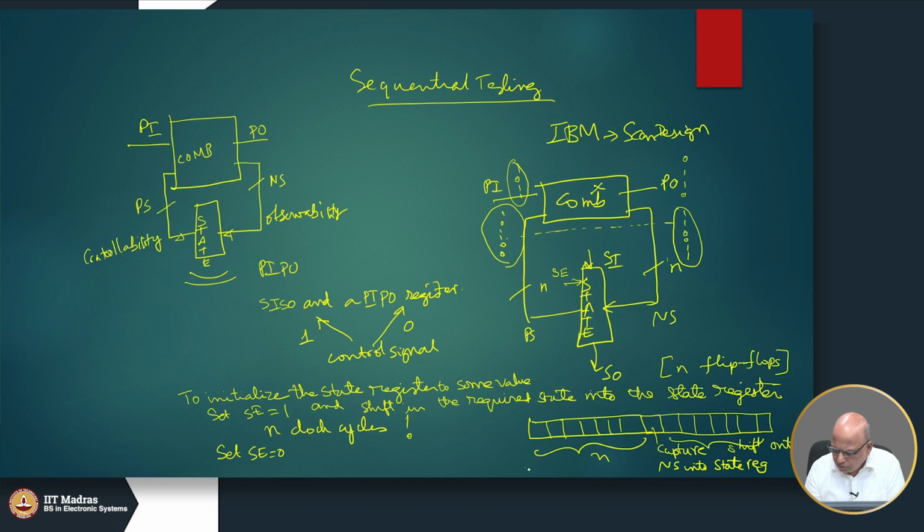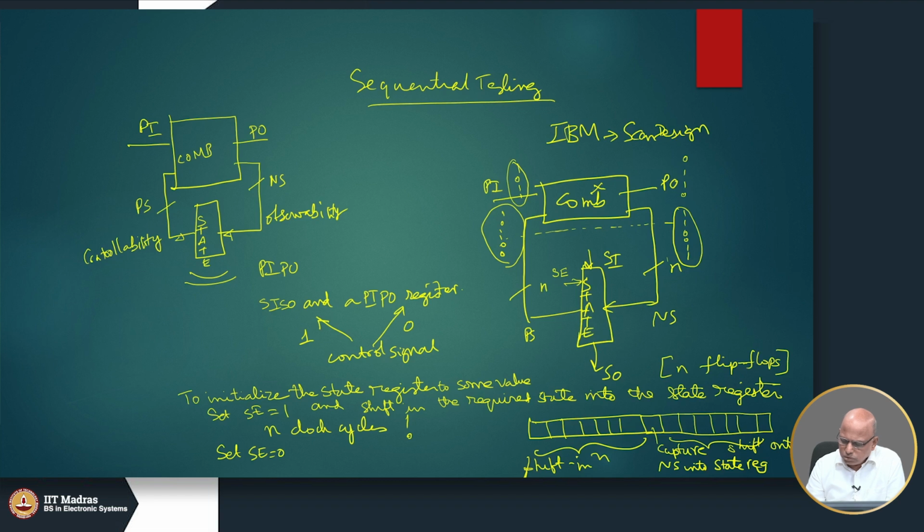So, it is shifting the state that you want, then do a capture to capture the next state into the state register and then shift out the contents of the state register, and then you can compare and see whether 1 1 0 0 1 1 is present or not.